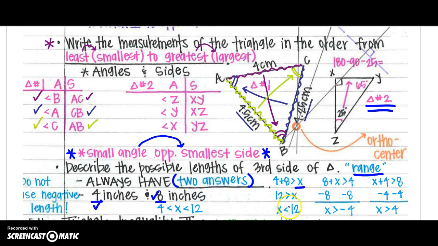I'm going to solve. I would get 3 different answers, but remember, I can't have a negative. So I'm going to take that one out. So I'm going to use this one, and I'm going to set it up into an inequality that looks like that. X has to be greater than 4, but less than 12.